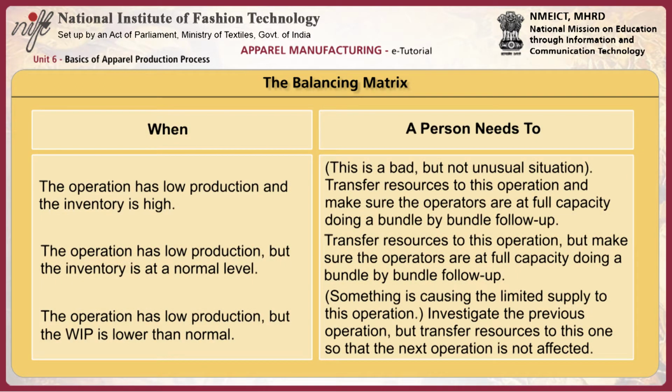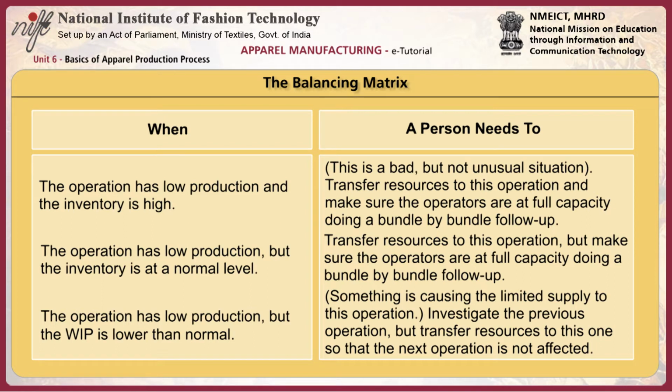This table explains what needs to be done for a particular situation. When the operation has low production and the inventory is high, it is a bad but not unusual situation. Transfer resources to this operation and make sure operators are at full capacity, doing a bundle by bundle follow-up. When the operation has low production but the inventory is at normal level, transfer resources to this operation. Make sure that operators are at full capacity doing a bundle by bundle follow-up.